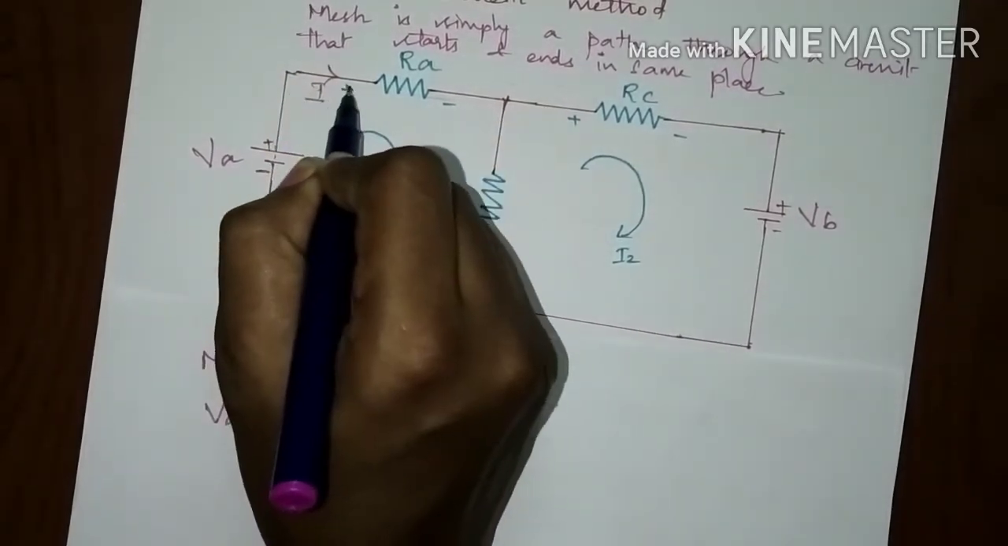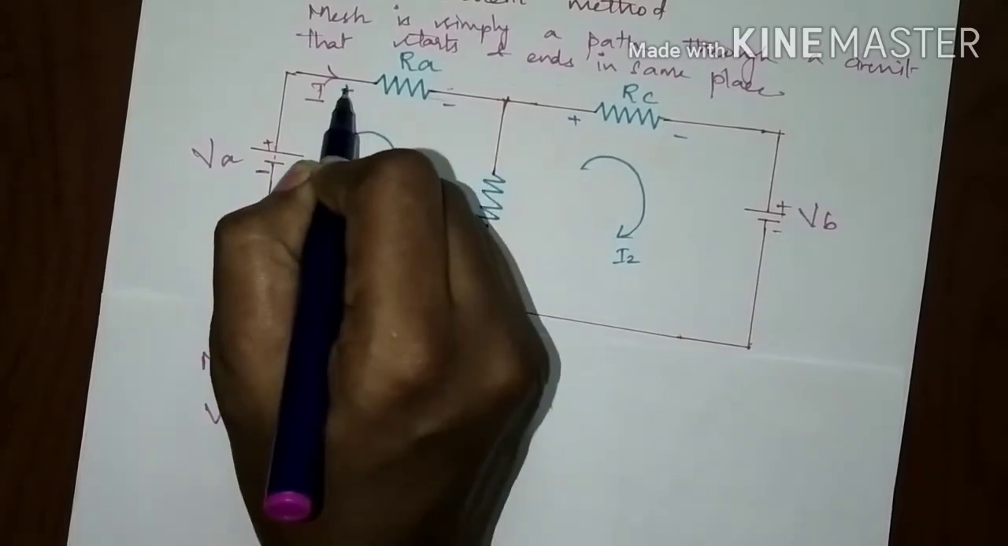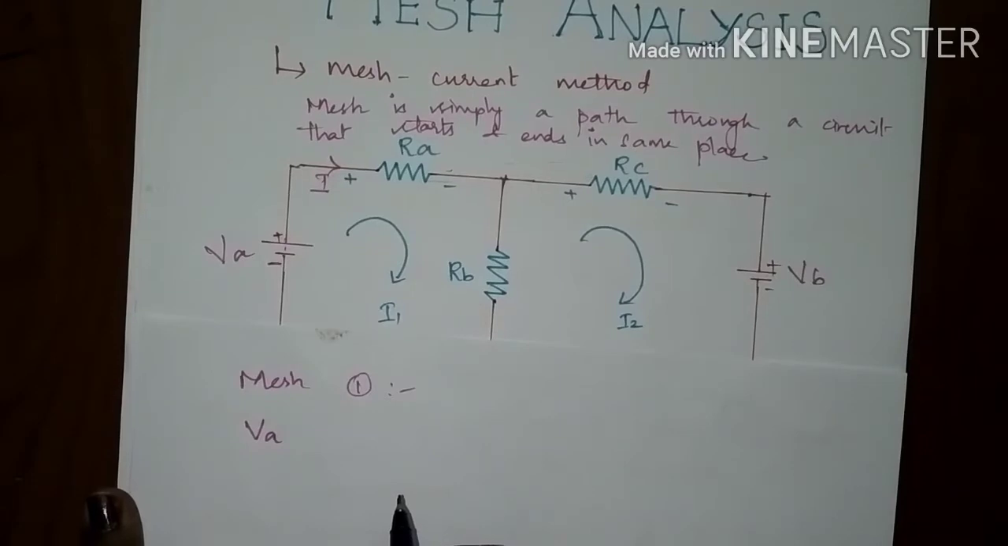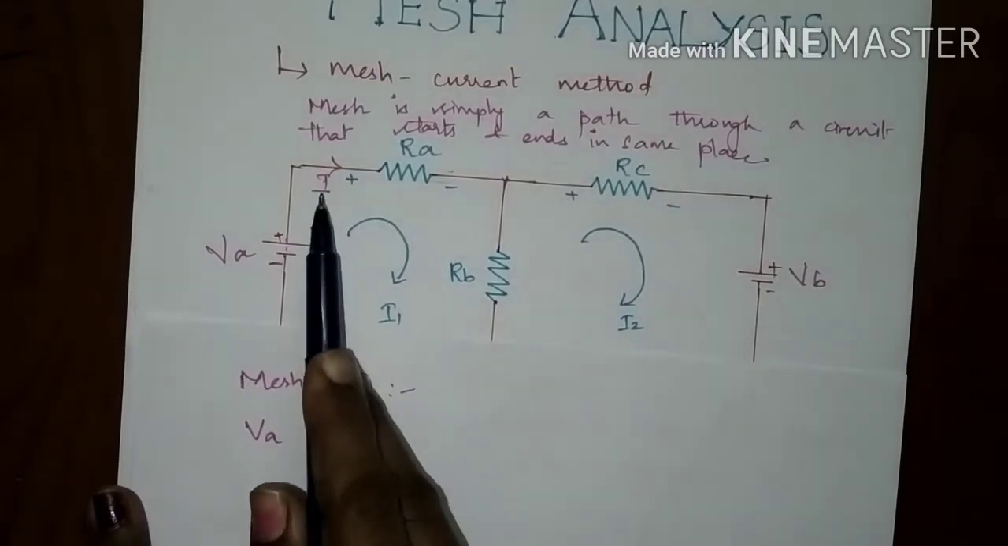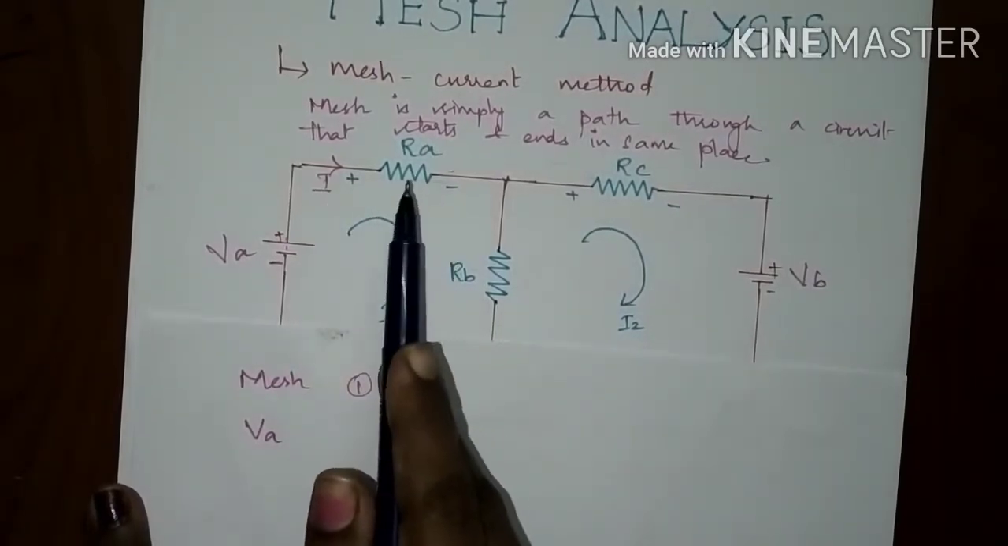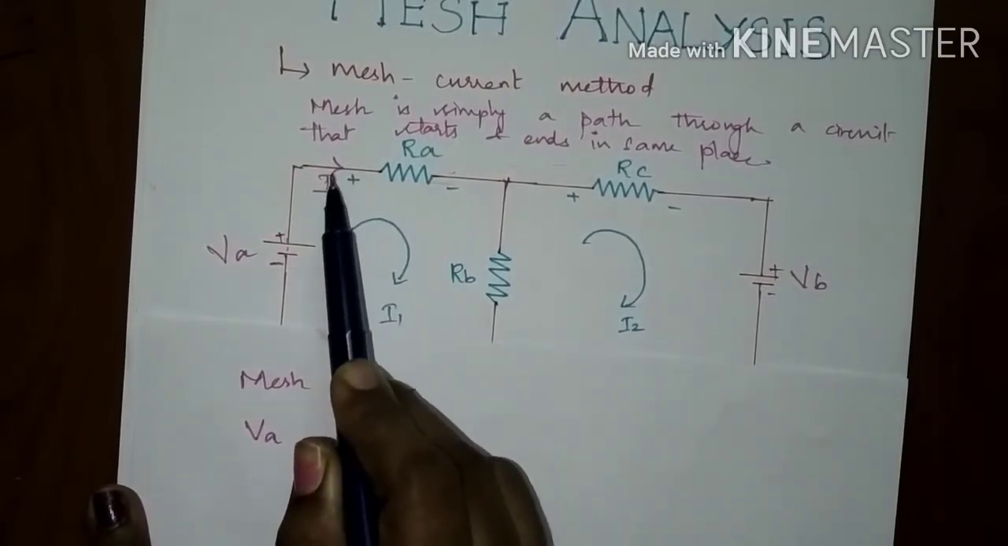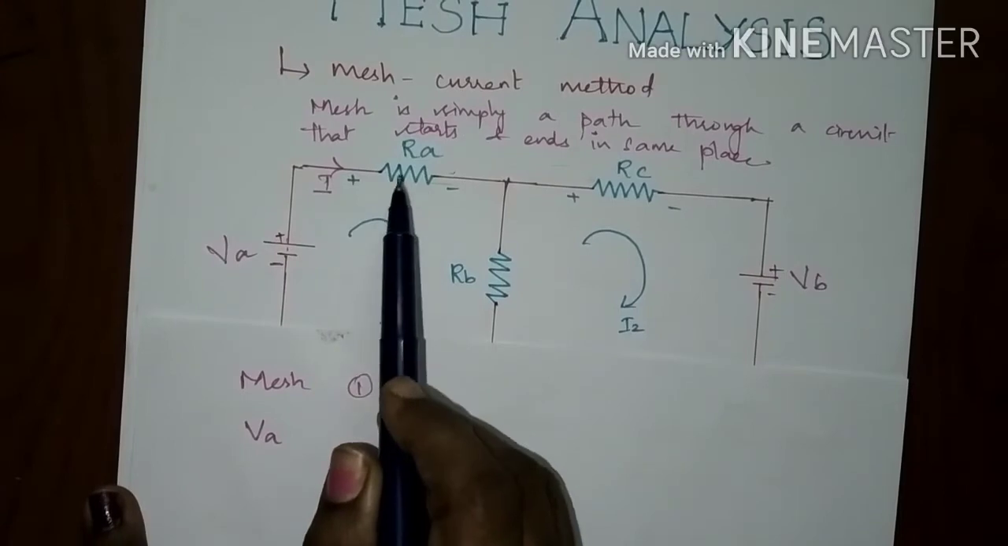Current is entering positive and leaves at the negative terminal. There is a potential fall, a potential drop. In KVL, I have already discussed the potential drop can be represented in negative. There is a potential drop from positive to negative. The potential has been dropped, so it can be denoted in negative value.